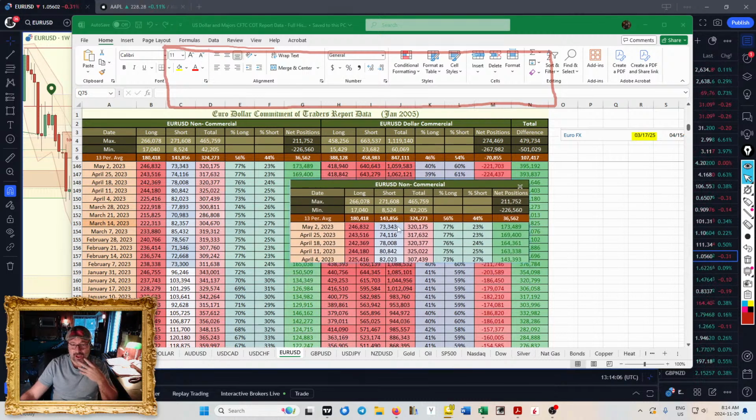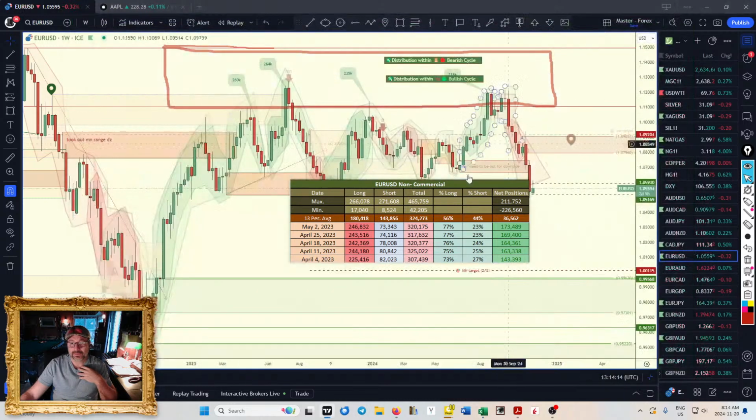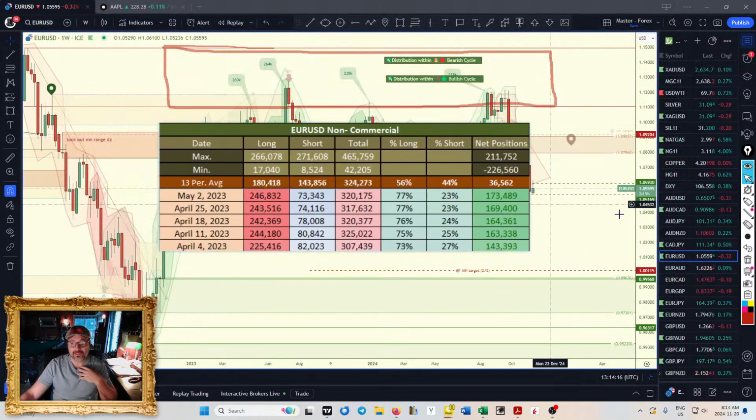We had longs at 246,000. We had shorts at 73,000. Look at the coloration of the long positions. Very red, meaning they're aggressive with long positions. And we shouldn't be surprised because of what just took place here, a massive rally up into this area of supply. Now we look at short positions and what do we see?